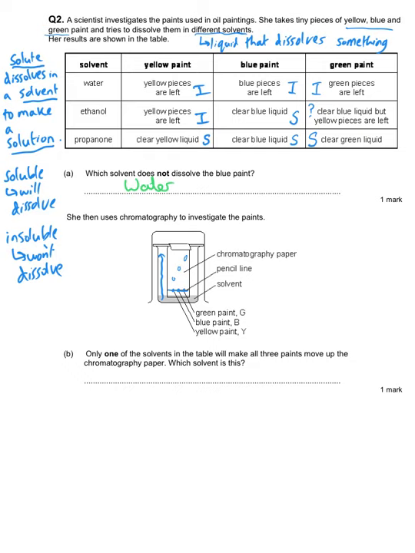Now the crucial thing here though is that the solvent, if it's going to move the chemicals, it must dissolve them. And so what we need to do is look back at our results table that we've been given, and the question says only one of the solvents will make all 3 paints move up the chromatography paper. Which one is it? And the answer is propanone. And the reason that propanone is the answer is that it was the one that dissolved all 3 of the paints. In every single case for propanone, we got a clear liquid, clear liquid, clear liquid. In other words, no bits left that hadn't been dissolved.